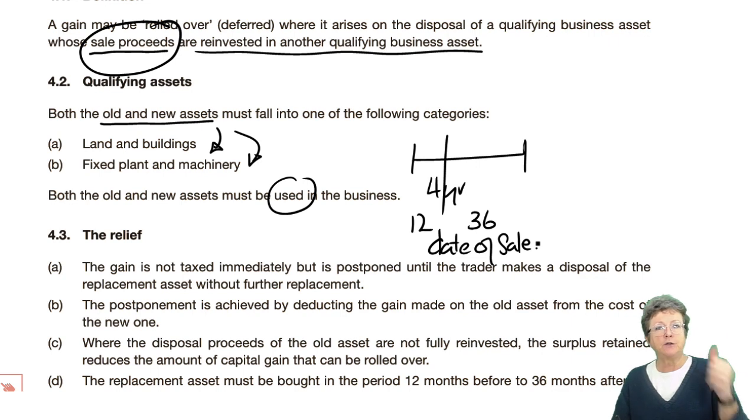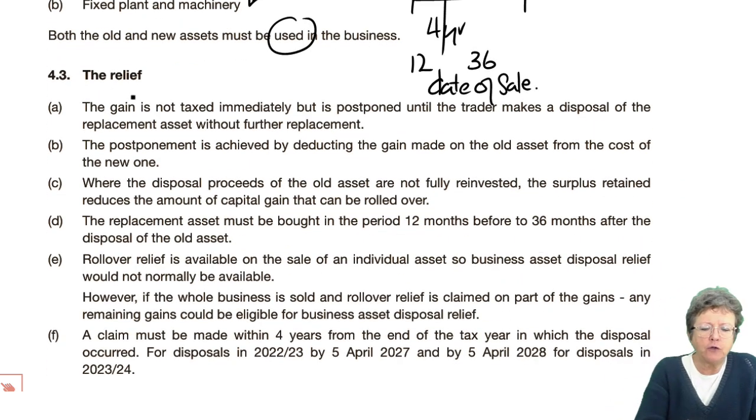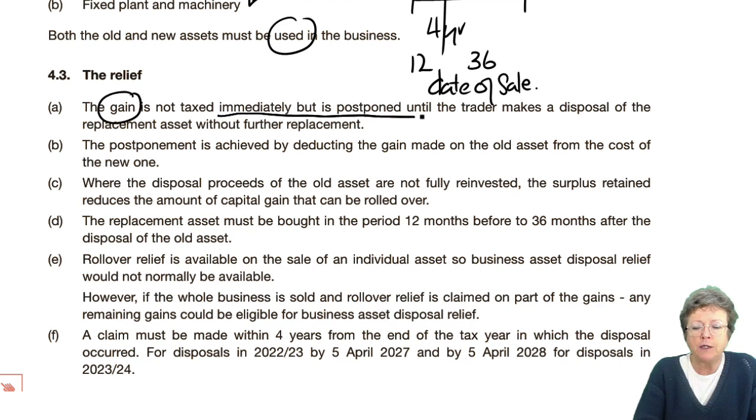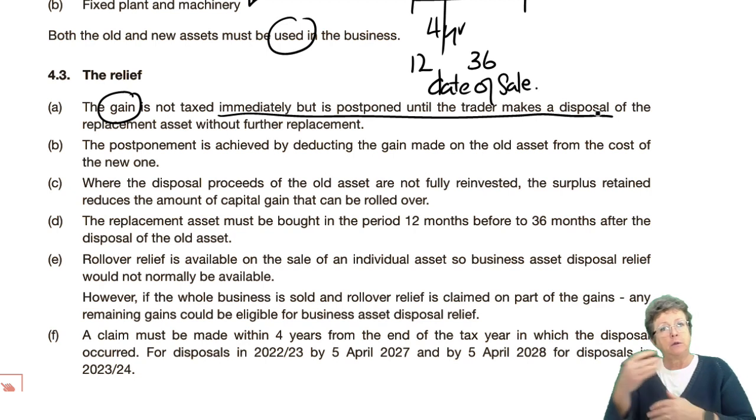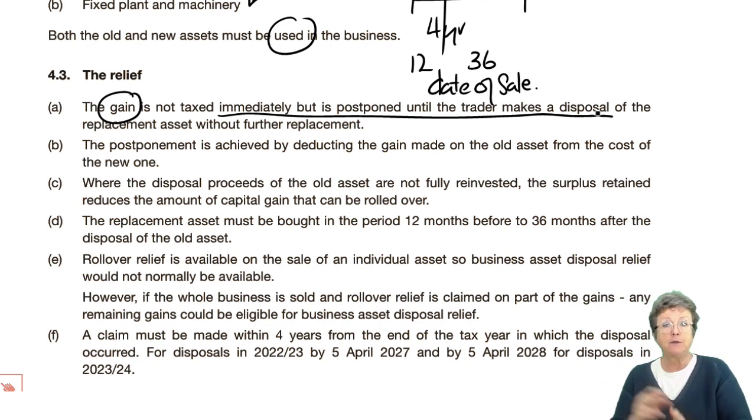So those are the major conditions. Inside the window, all the proceeds must be reinvested. Old and new buildings must fall into the category and used in the business. And what happens is the gain is not taxed immediately, but postponed until the trader makes the disposal without reinvesting. You can roll and roll and keep rolling for an indefinite length of time until they change the rules. And the postponement is achieved by deducting the gain from the old asset from the cost of the new one. I'll show you how that works in a minute.